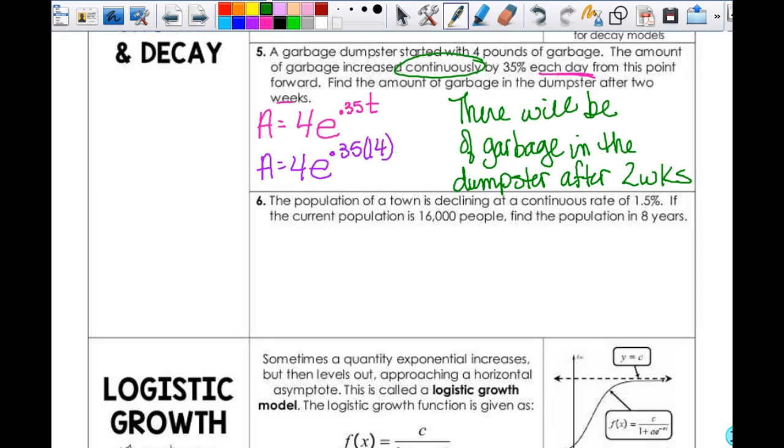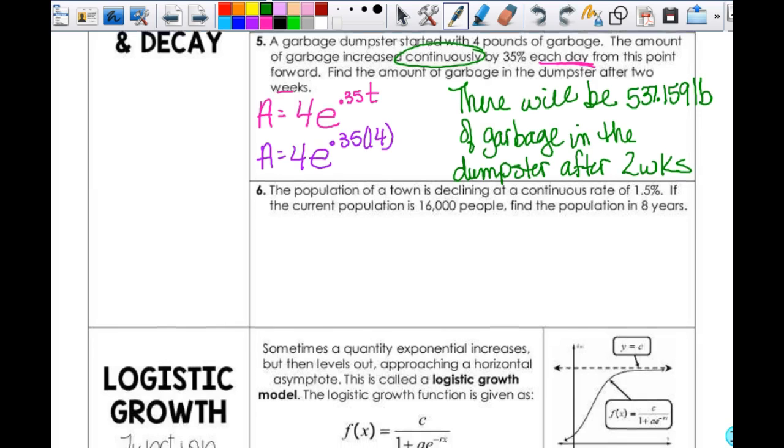All right, so there will be 537.159 pounds, excuse me, of garbage in the dumpster after 2 weeks. So that one having 3 decimal places makes sense. I mean, the garbage man might only care that there's 537, but we need to make sure that we're good with our numbers. All right, so go ahead and write down, make the equations for the next one.